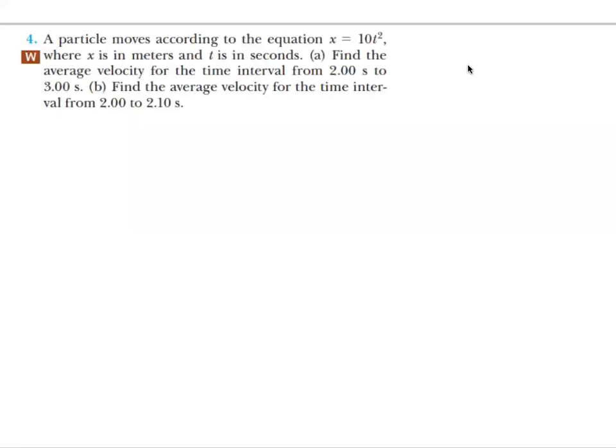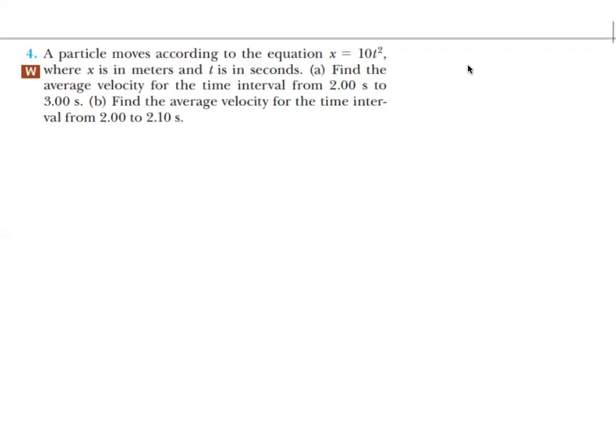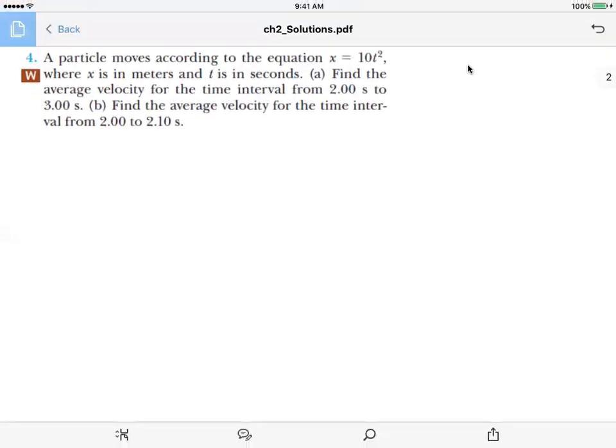A particle moves according to the equation x equals 10t squared, where x is in meters and t is in seconds. You have to find, in part A, the average velocity for the time interval from 2 seconds to 3 seconds. And in part B, we have to find the average velocity for the time interval from 2 to 2.1 seconds. Okay, let's actually start with it.